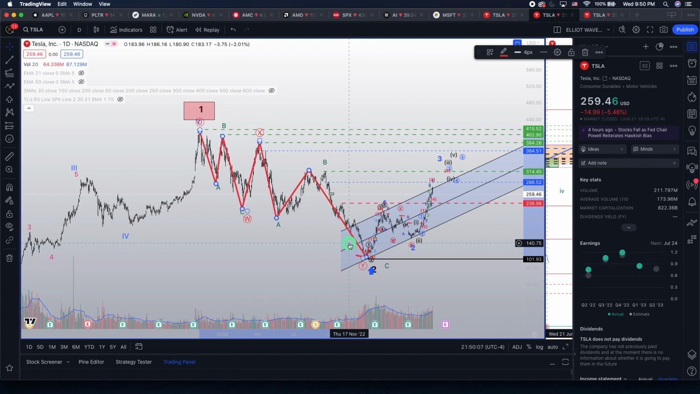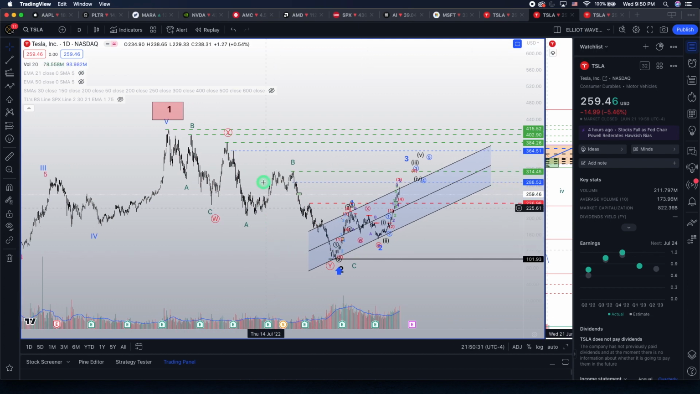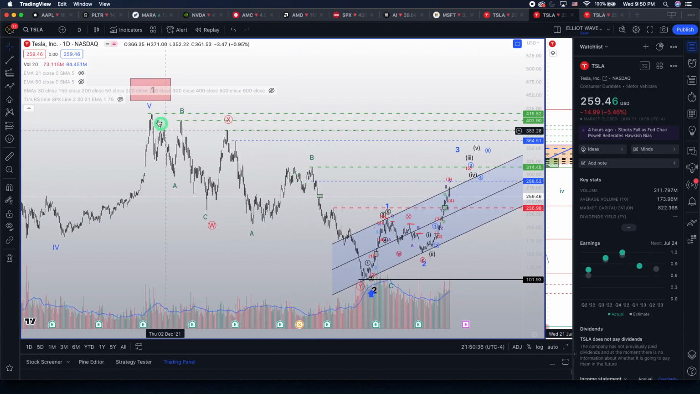So we have a WXY. You could also probably look at it as a 1, 2, 3, 4, 5 for a first wave diagonal. Second, that's our A in a diagonal, and then we have a B wave, and then a C as an impulsive 5-wave move down. So as an ABC, that's fine as well. But the reason why I bring this up is because I want you guys to pay attention to this structure: ABC, W, X, A, B, C, Y.